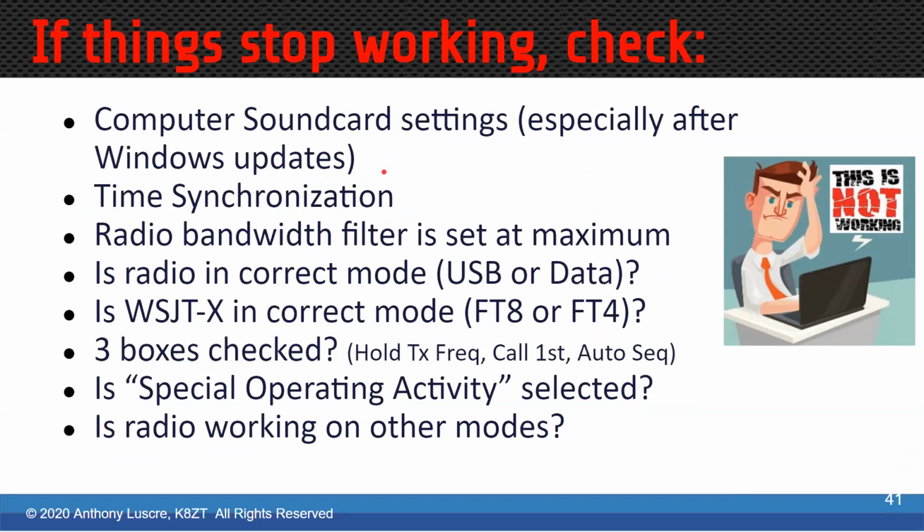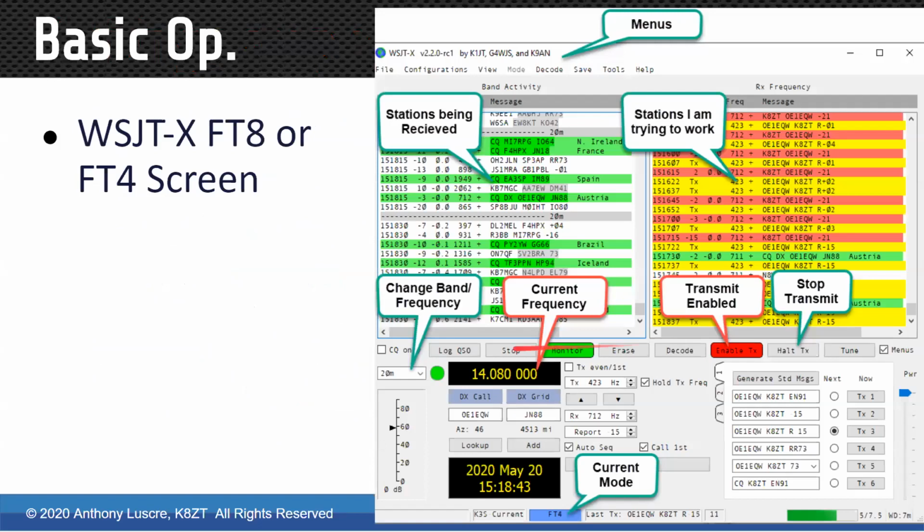Check to make sure the sound card settings haven't changed. Check to make sure your time synchronization is working. You want all the radio bandwidth filters set at their maximum. Make sure you're in the correct mode of operation. Make sure you're in the correct mode of WSJT-X. If you accidentally choose something like JT65, it won't work the same as FT8. And a couple other things I have to remind you of that stop it from working.